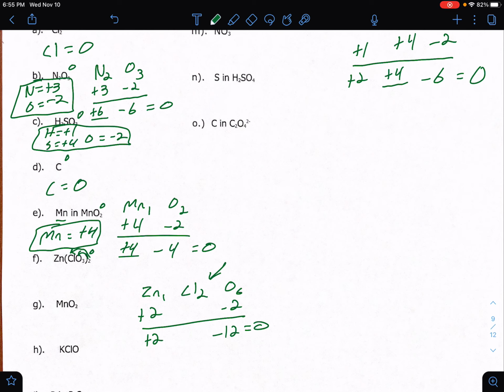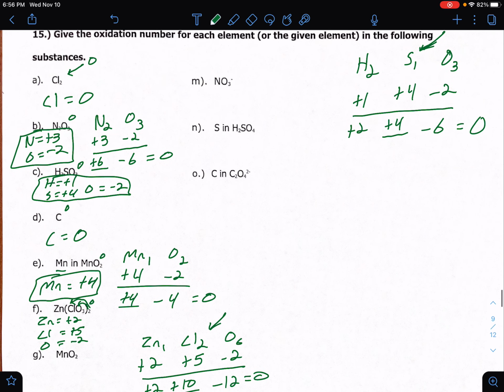Now I need to figure out what's the gap. So 2 plus what, -12 equals 0? Okay, well, that would be 10, so positive 10. Now, chlorine, if I have 2 of them, I'm going to take that positive 10 and divide it by 2, meaning each one has a charge of plus 5. So there's my answer. Zinc has a charge of plus 2, chlorine has a charge of plus 5, and oxygen has a charge of minus 2.